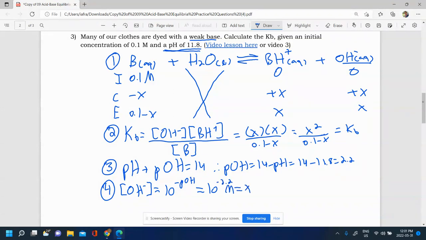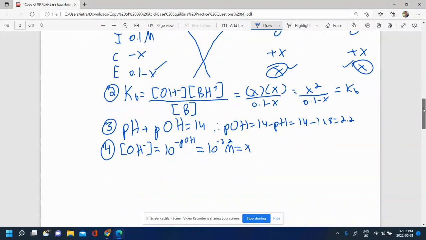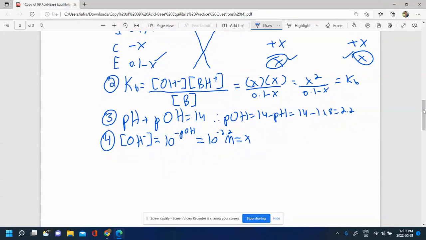Don't forget this is molar, moles per liter, because it's a concentration. So we just found our x value. This is 10 to the negative 2.2, 10 to the negative 2.2, and 0.1 minus 10 to the negative 2.2. So we can now go and plug that x value into our Kb expression. Kb, remember, was x squared over 0.1 minus x, which is 10 to the power of negative 2.2 squared over 0.1 minus 10 to the power of negative 2.2.